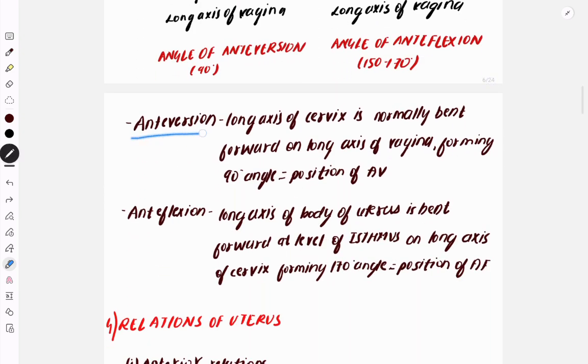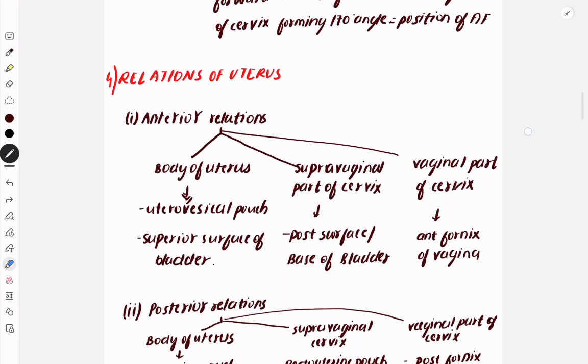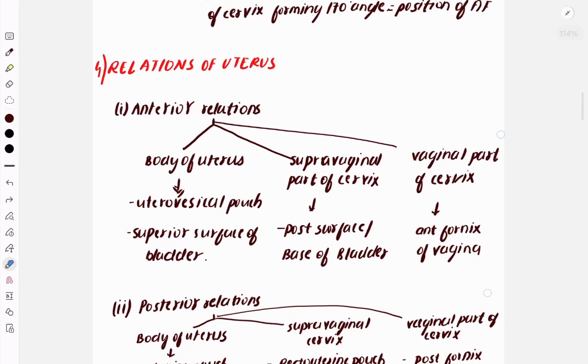As already discussed, anteversion is formed by the long axis of the cervix, which is normally bent forward on the long axis of the vagina, and this position forms a 90 degree angle. The angle of anteflexion is formed by the long axis of the body of the uterus, which is bent forward at the level of the isthmus on the long axis of the cervix, forming an angle of 170 degrees. This gives the position of anteflexion. The importance of these angles and positions is that they prevent uterine prolapse.